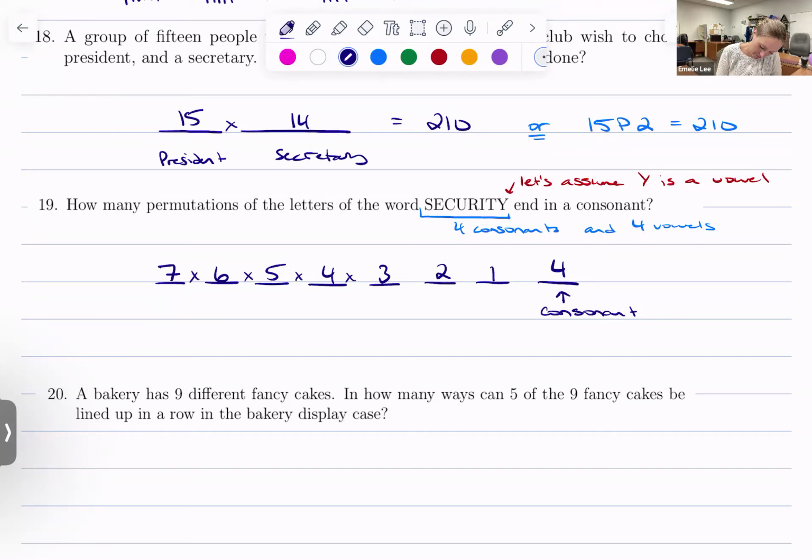Multiplying this out. If you're more familiar with factorials, this would be 7 factorial times 4. But I'm just going to do it 7 times 6 times 5 times 4 times 3 times 2 times 1 times 4. And I get 20,160 different permutations.